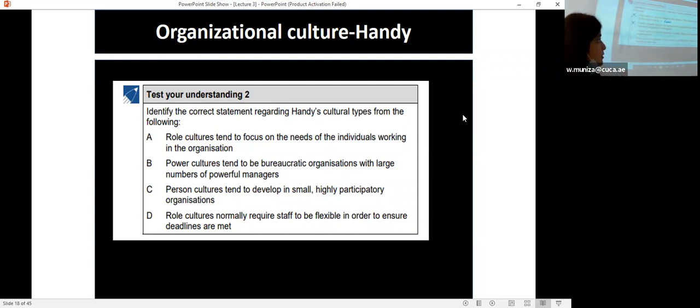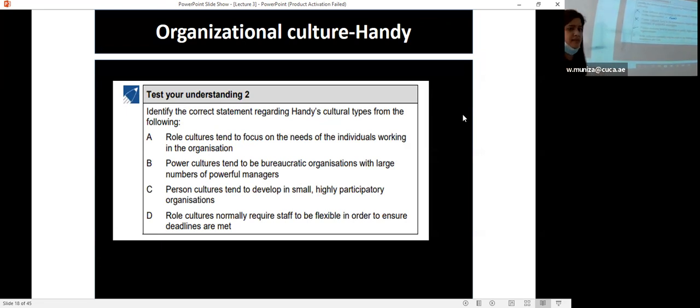Person cultures tend to develop in small, highly participative organizations. Suppose an audit firm: is every accountant participating in the activities? Is every bookkeeper participating in the activities? In a law firm, are barristers participating in the activities? Yes, my dear students. So person cultures develop in small, highly participatory organizations.